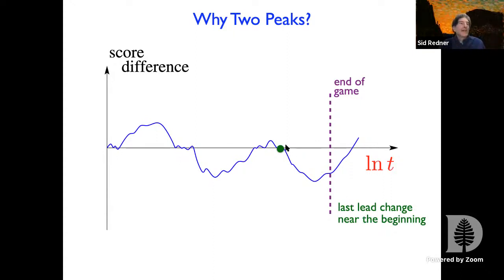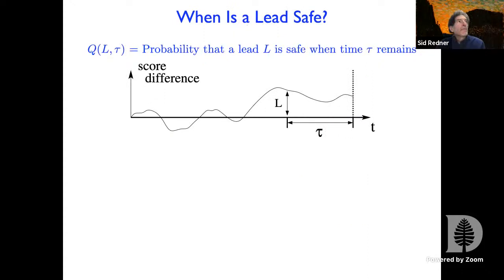So this is a kind of hand-waving argument to show that the last lead change should happen near the beginning or near the end. All right, last thing on this particular topic: when is a lead safe? If you're into real-time betting, you might say, well, here is the last lead change, and we want to ask, what is the probability that if there's a lead change at this particular time, it's safe, that the team is going to continue leading for the rest of the game?